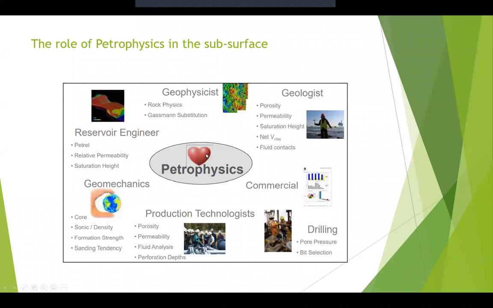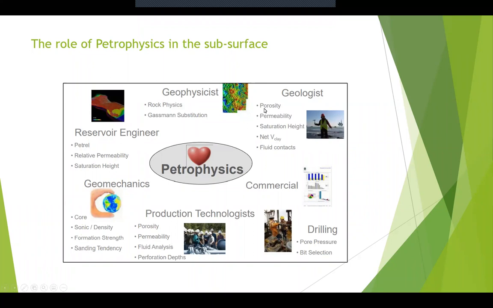The petrophysicist provides the information for the geologists for making the geological model, or what we call the static model. For this, they need porosity, permeability, saturation, height, net pay, and the fluid contact. They get all this information to build their model, so they need it from the petrophysicist. Without petrophysics, this job cannot be done.